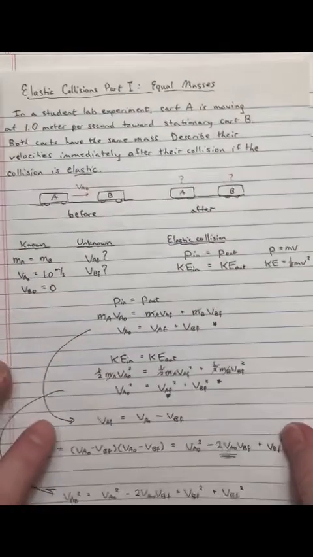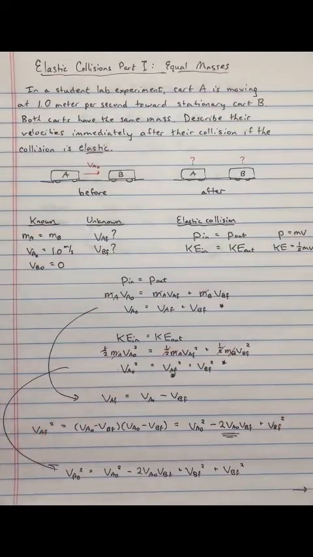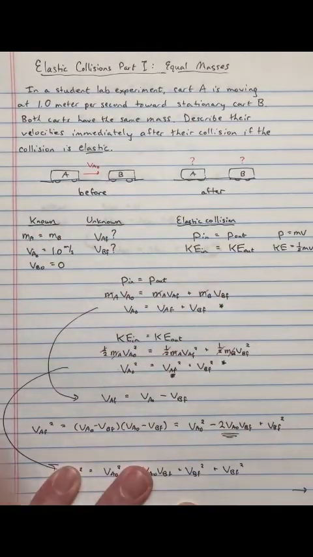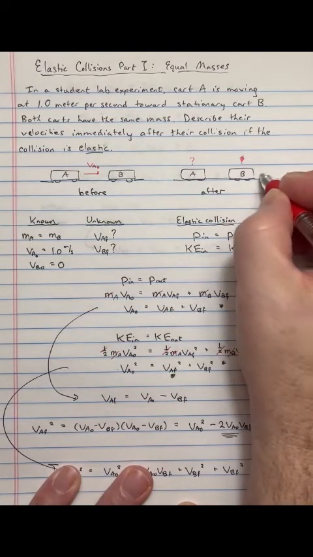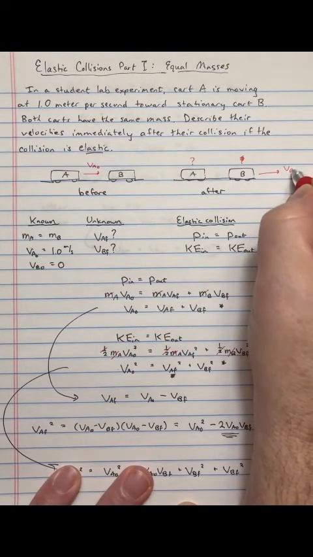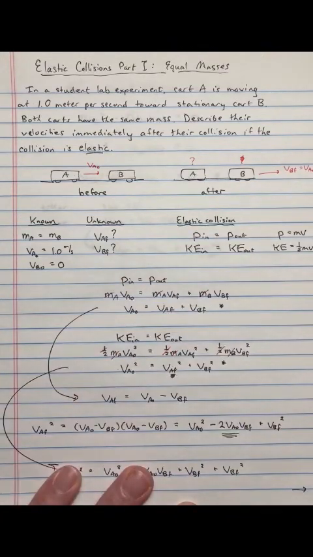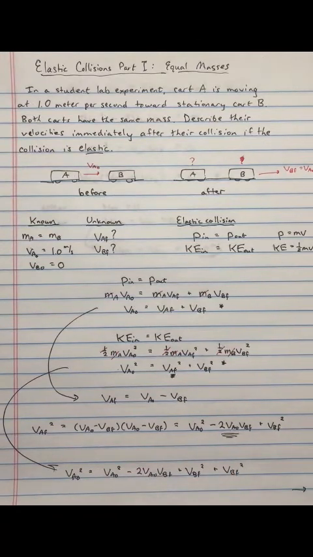Let's go back to our picture of our carts. What it means is this. Cart A comes in, hits cart B. Cart B now has the same velocity as cart A did immediately before the collision. That's what that means. All right. So, in other words, cart A comes in and gives its velocity to cart B, if you want to think of it that way. All right.